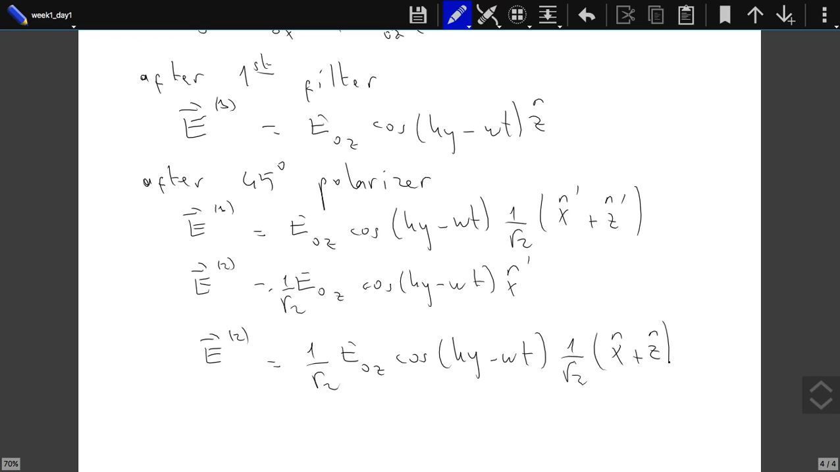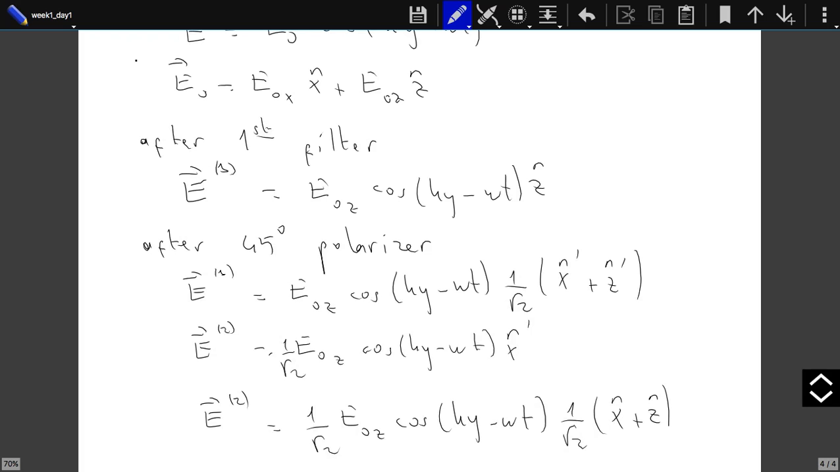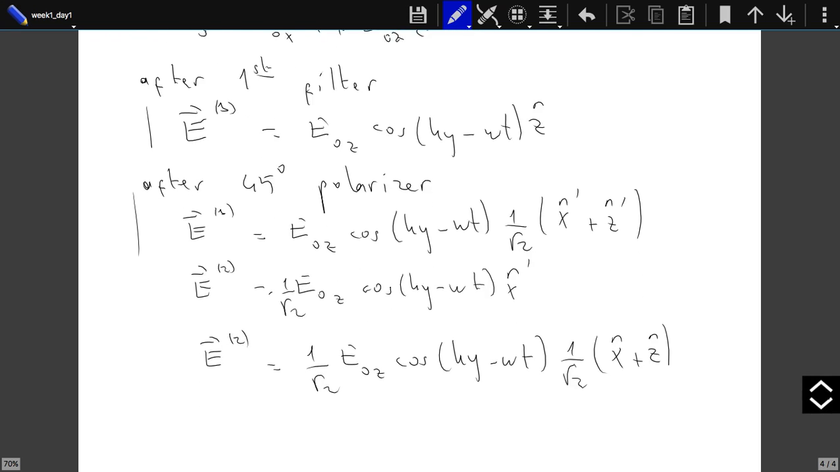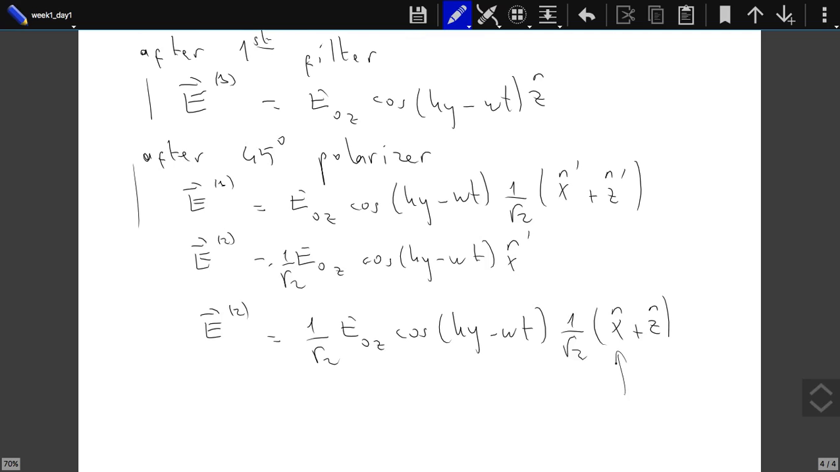You see, now we have an X hat component. We start with an arbitrary polarization. We send it through a polarizer which is aligned in the Z direction. So after the first polarizer, we have light that is only polarized in the Z hat direction. Then we put this intermediate filter at 45 degrees. After this filter, we again have some light polarized in the X hat direction. So it is kind of regenerated due to this intermediate polarizer.